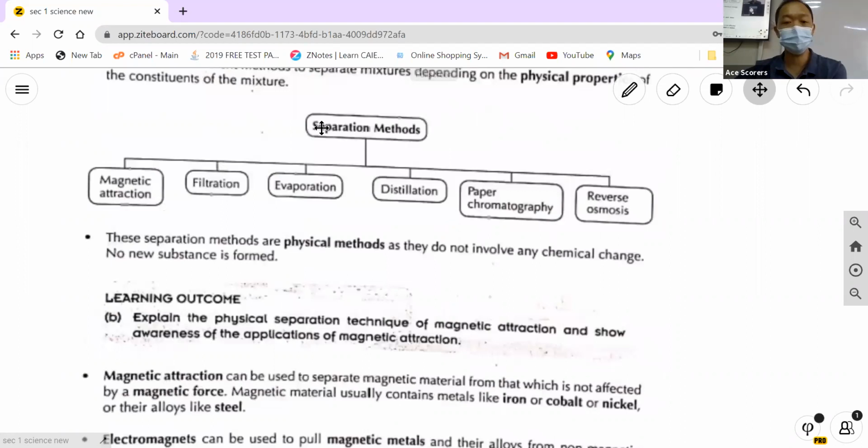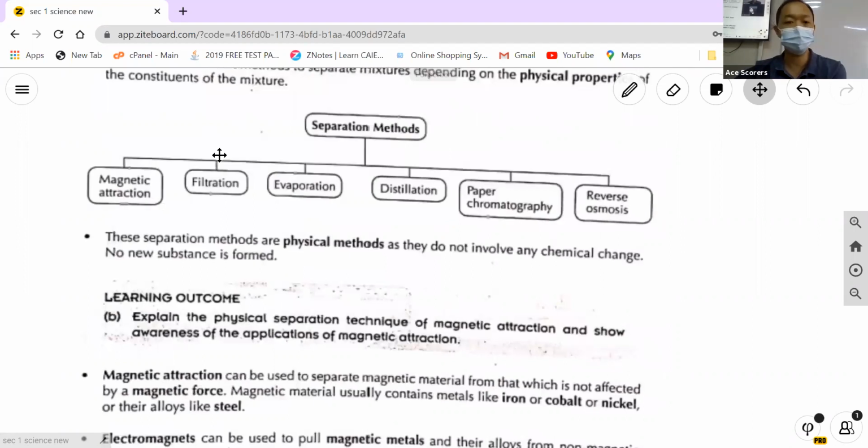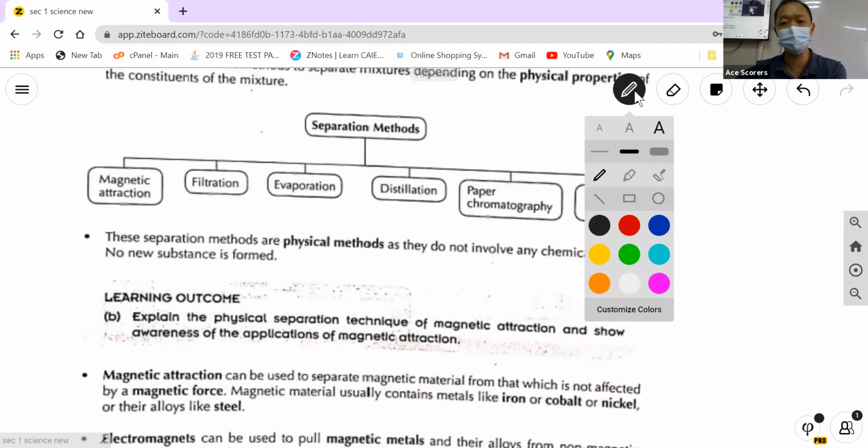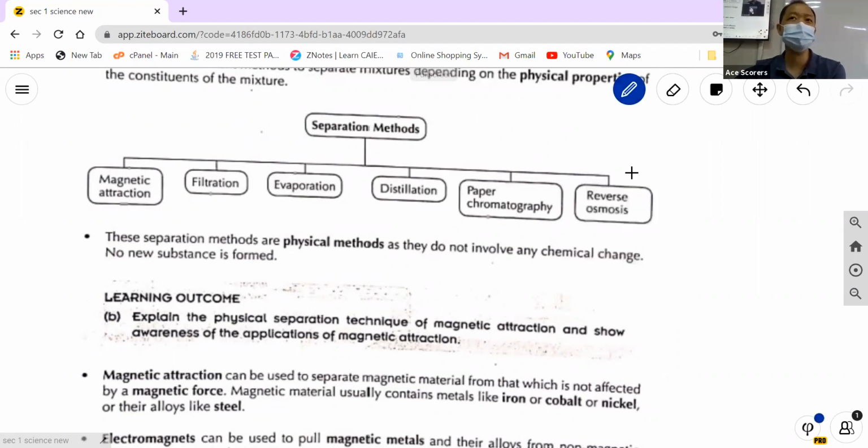Now, if you take a look at this flow chart here, there are several separation techniques. But you don't study every single one of them. For example, I don't think you studied reverse osmosis. Some yes, some no. But these four definitely: filtration, evaporation, distillation, chromatography. Reverse osmosis depends, so I'm not going to go through reverse osmosis.